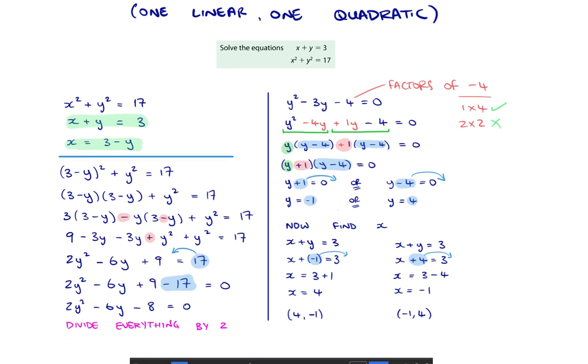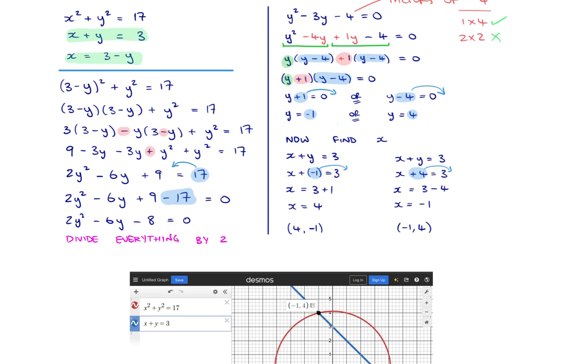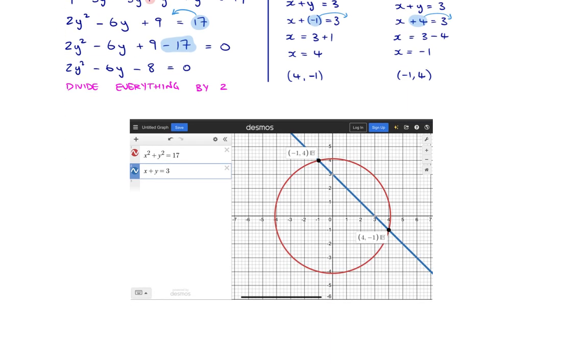And that brings us on then to see, and you can see here, that I had my line, the blue line, which was the equation we started with, and the red circle, which was the quadratic. And you can see the 2 points of intersection: negative 1, 4 and positive 4, negative 1.